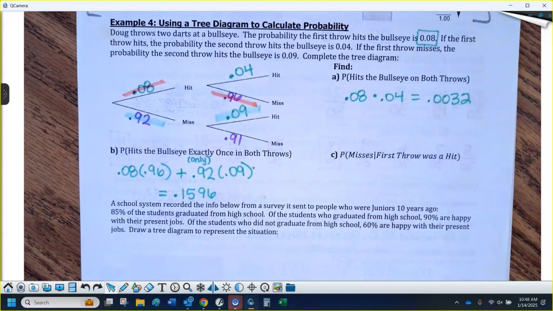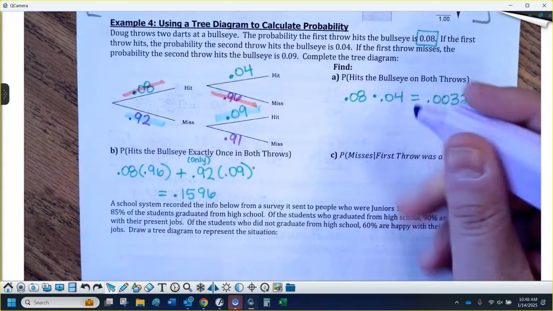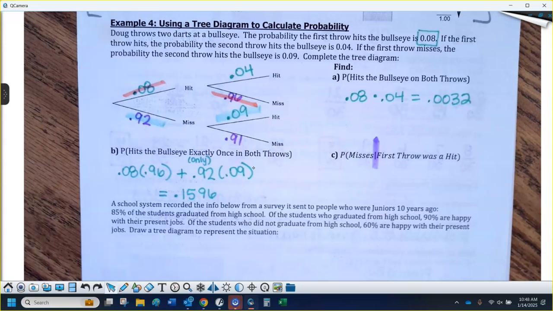And then the last one's actually a conditional probability. So this says, what's the probability you miss given that you know the first throw was a hit? This is a little bit weird, but you don't actually have to do much work with this. You don't have to calculate everything here. You're just going to find it along the branch. So what's the probability I'm going to miss if I know that I hit on the first throw?